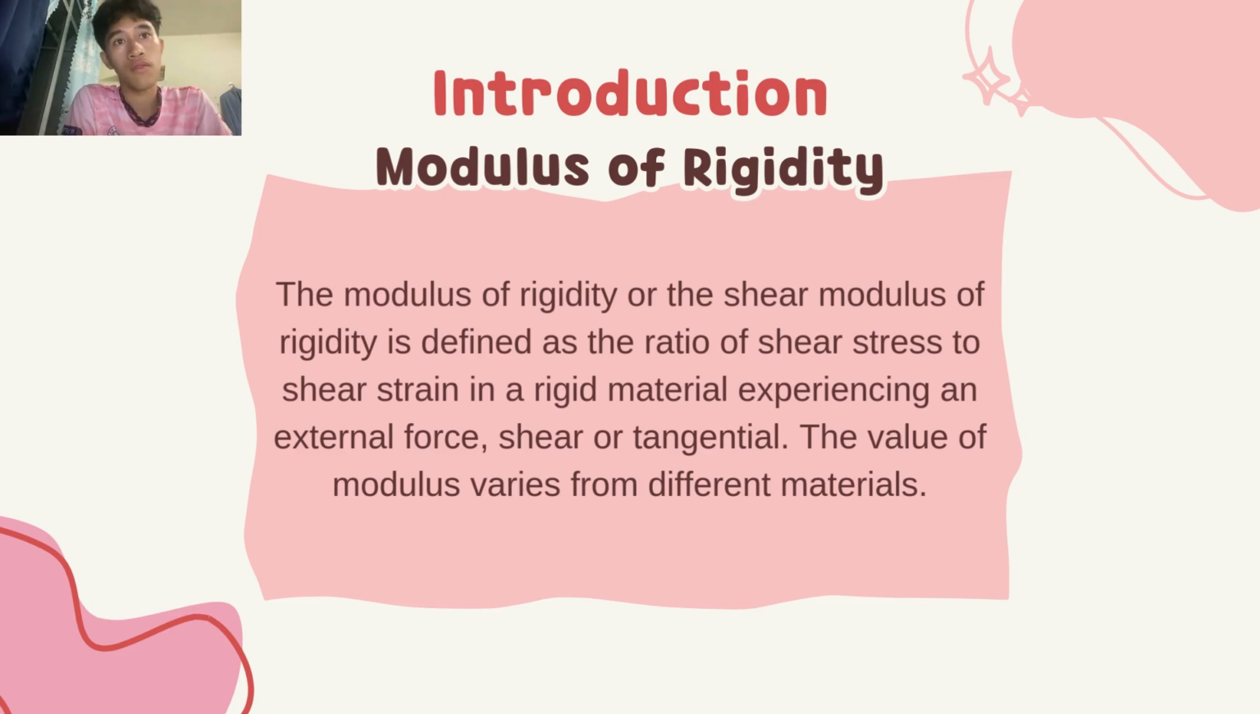Lastly, modulus of rigidity is defined as the ratio of shear stress to shear strain in a rigid material experiencing an external force, shear or tangential. The value of modulus varies for different materials.